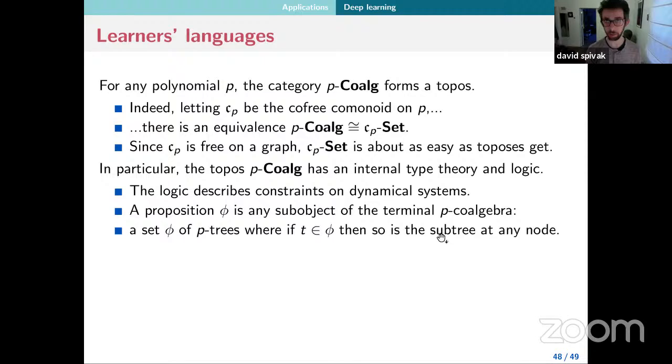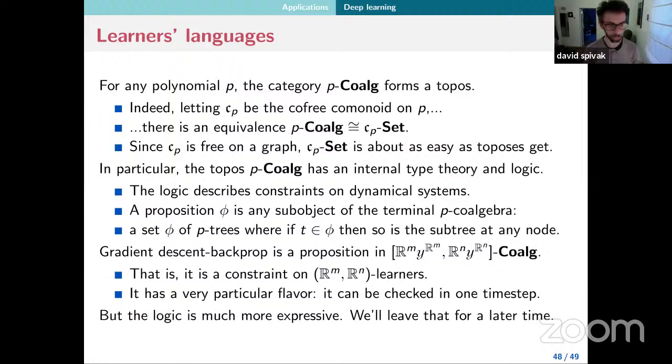So you take your tree, you look at any node, and you look at the subtree there, that should also be in phi. And so gradient descent and backpropagation is just one particular proposition in this topos. It's the proposition that says, I use gradient descent and I'm smooth and things like that. But it's a very particular kind. So in gradient machine learning, when you have a data scientist, usually that person does things like run this thing for a while, and then if it gets stuck in a well, change something and do a bunch of stuff.